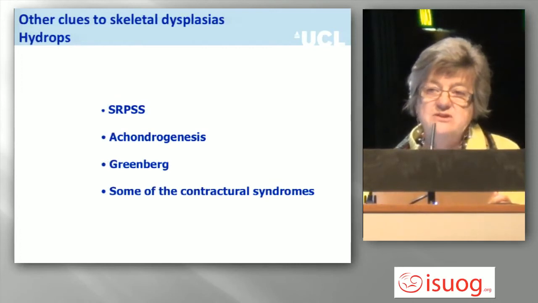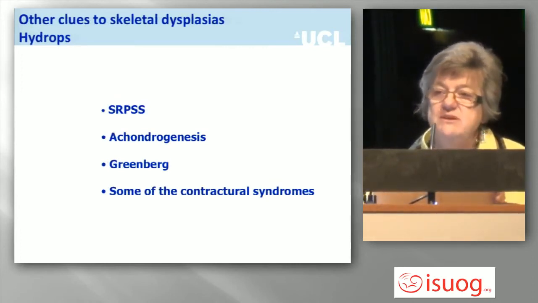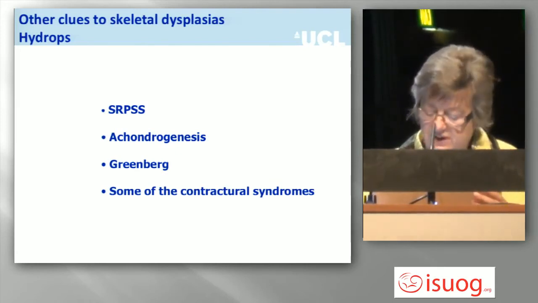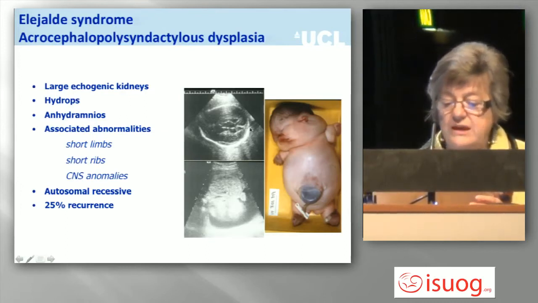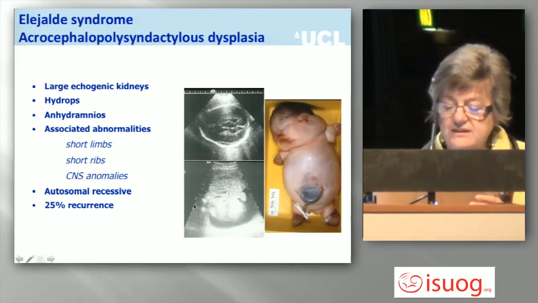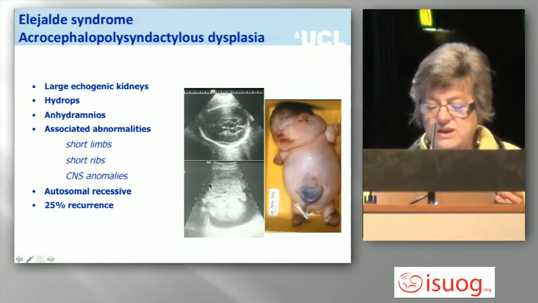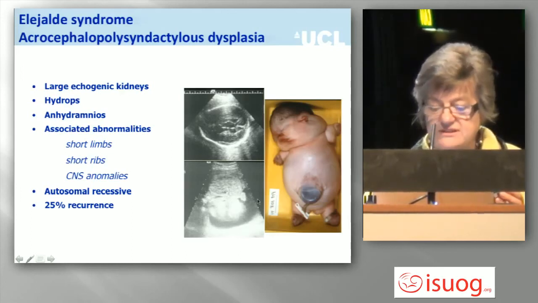Hydrops is another very useful clue. It's often very difficult because the degree of hydrops can be really extreme in some of these conditions, so it's very difficult to define the underlying abnormalities. So this is one baby that I saw many years ago now with a horrible looking brain, and there was so much polyhydramnios, you couldn't really get a good view at all. Huge bright kidneys and very distended abdomen with this gross ascites.